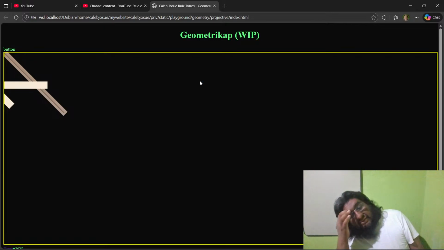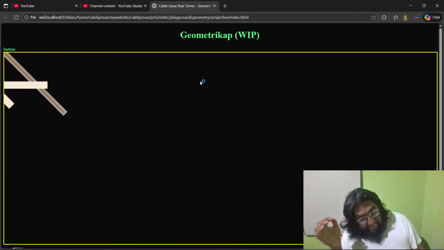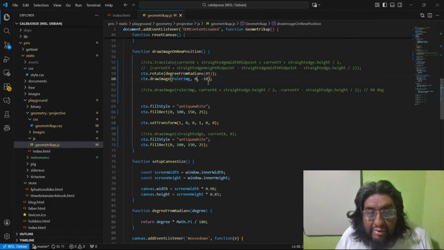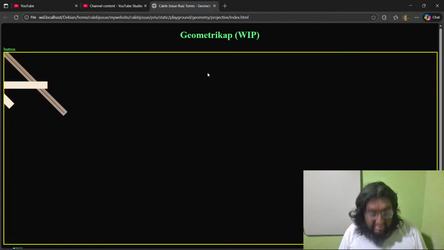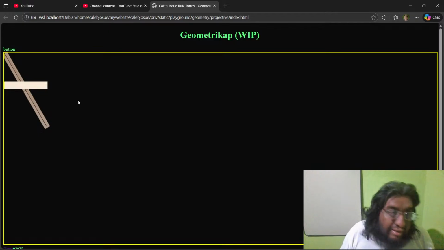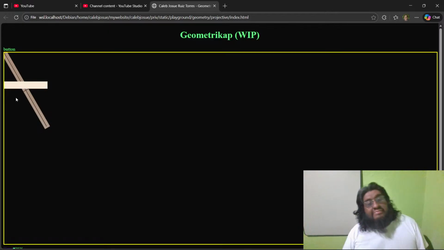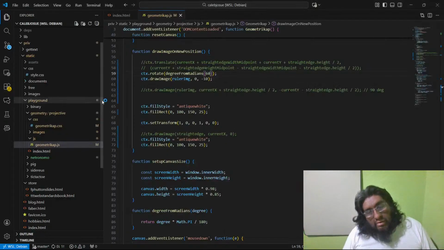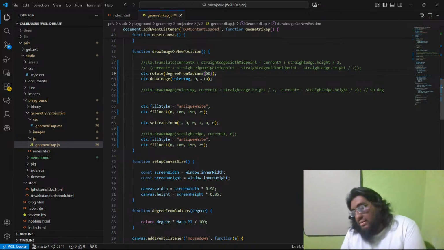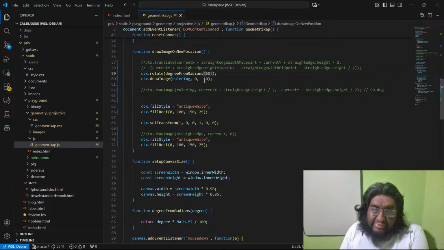Well, that seems to work. And let's suppose we use 60. Again, it seems to be working. And we can calculate this coordinate.